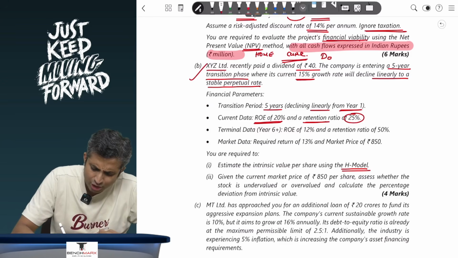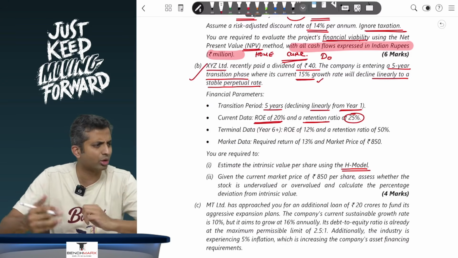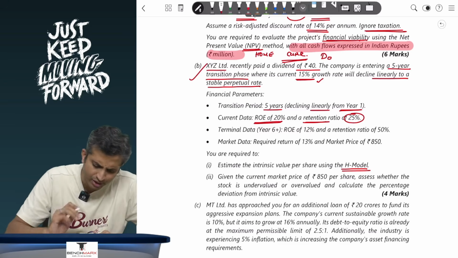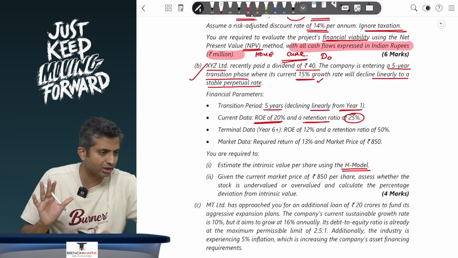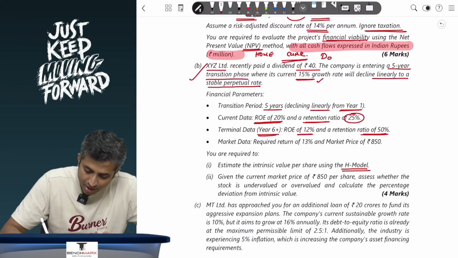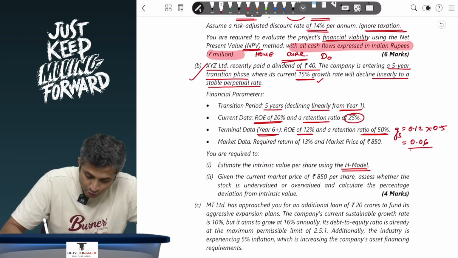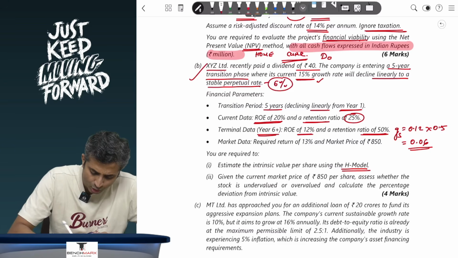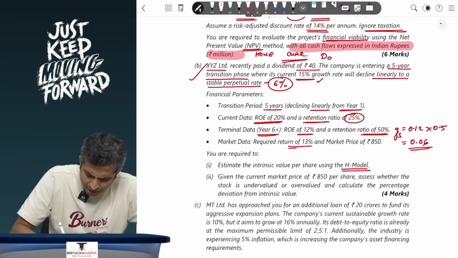However, you have been given the current growth rate, so you will take the current growth rate of 15% only. You will not calculate, because if you calculate, you will get some other answer. There may be some printing issue over here, but if a growth rate is clearly given, you will have to take that growth rate directly. The terminal data, that is year 6 and onwards, has an ROE of 12% with a retention rate of 50%. So ideally, if I look at g for the stable growth phase, I'll have to look at ROE, that is 12, into b. b is around 0.5. So this is 0.06. So 6% will be the stable growth which was not given.